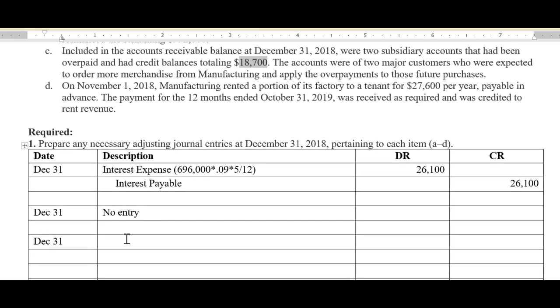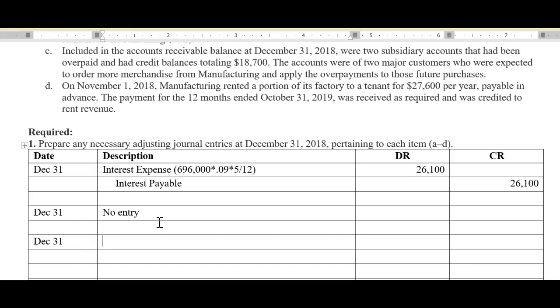So basically what has happened here is since they've overpaid, we've actually created deferred revenue. We've got items on our books that we owe our customers. So instead of carrying it as a credit in accounts receivable, we need to switch over and actually record it as a deferred revenue item. So how would we actually record that?